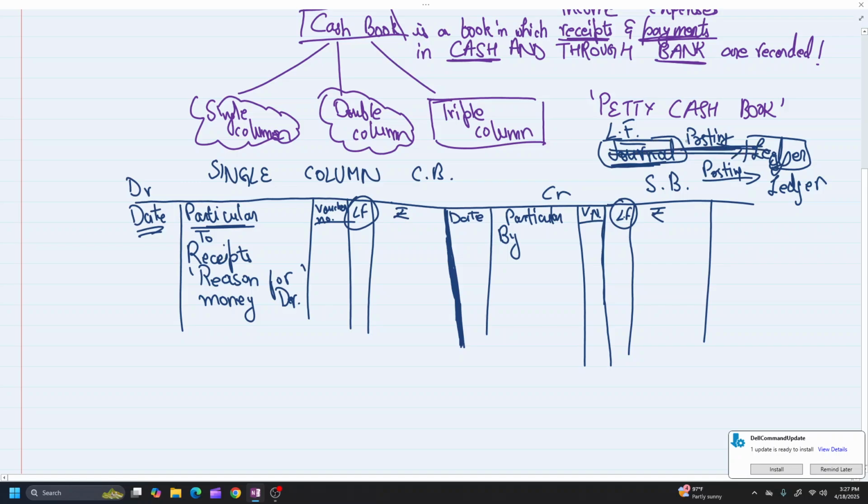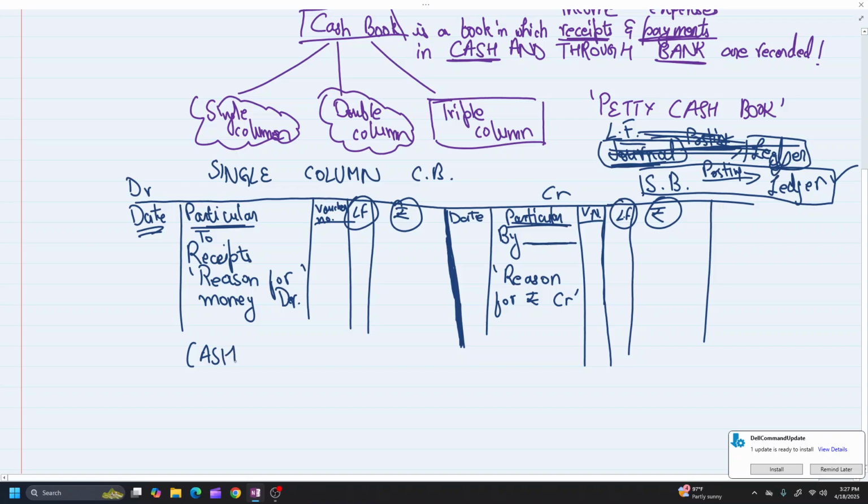Now this is not evident anymore. This is what we are going to do now. So hence we have ledger folio, amount credited, here you will write amount debited, by, and with "by" you will write the reason for credit. Okay? Now before we move on, let me just clear one thing.